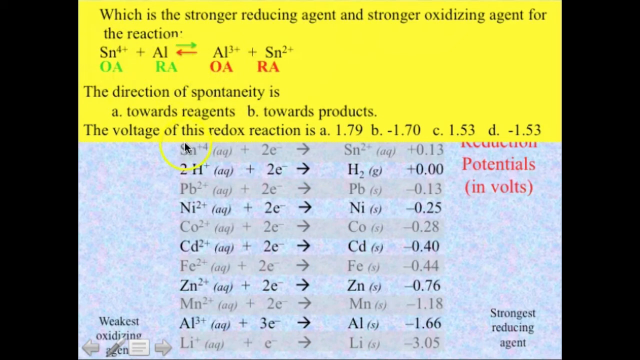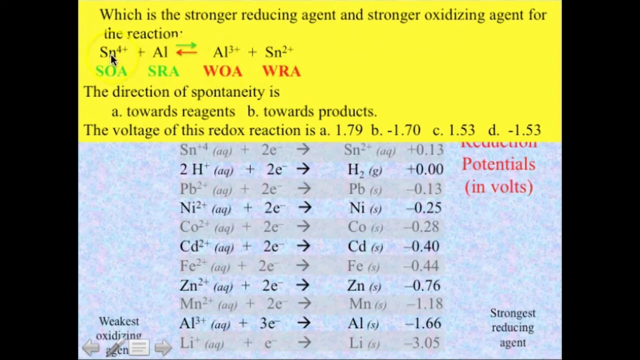We find these ions in the table. Tin plus 4 is here, aluminum plus 3 is down here. And as you go from the bottom up, the oxidizing agents get stronger. Down here is the weakest oxidizing agent. As we move up, they get stronger and stronger. So tin plus 4 is a stronger oxidizing agent than aluminum plus 3. That means the stronger oxidizing agent and stronger reducing agent are on the reagent side, and the weaker oxidizing agent and weaker reducing agent are on the product side.